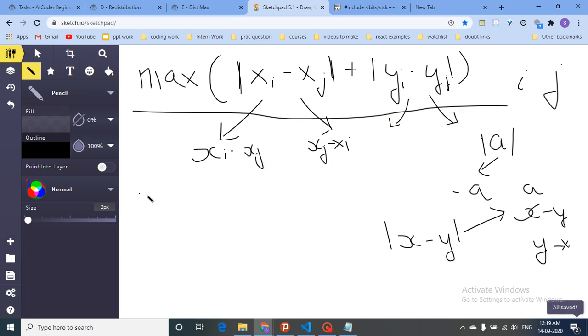Now try to write down one combination. So let's assume that the first combination is just to remove this mod function, sorry, not mod function, absolute value function, and just write it down without using this.